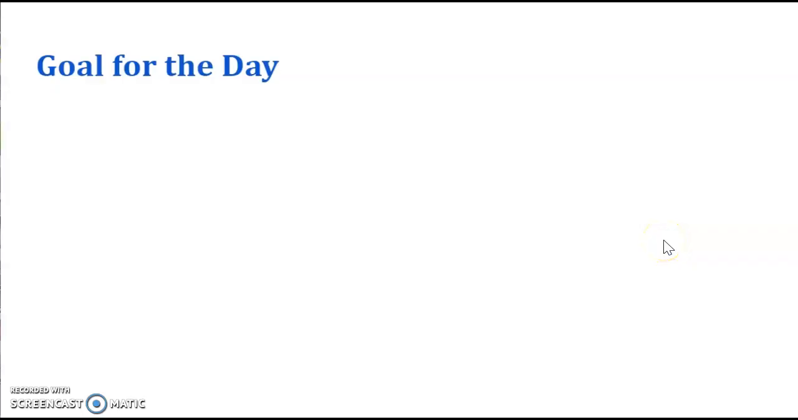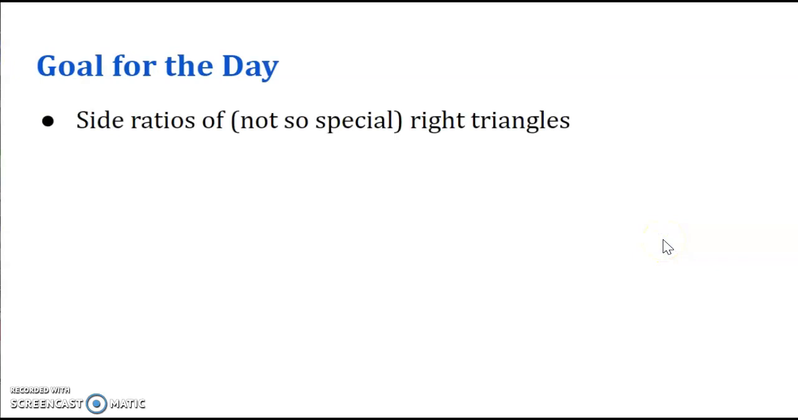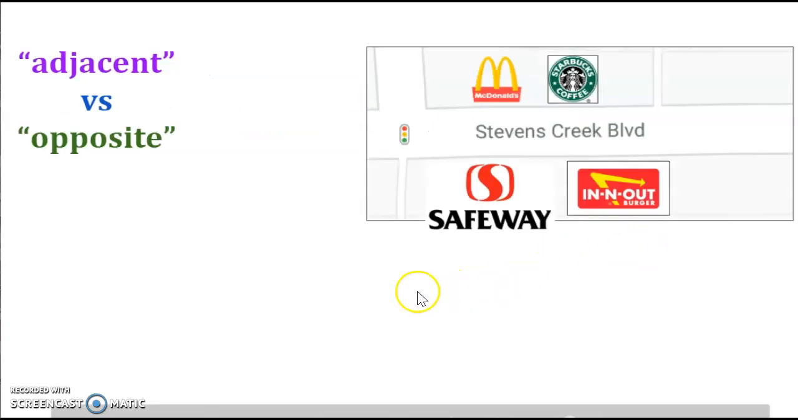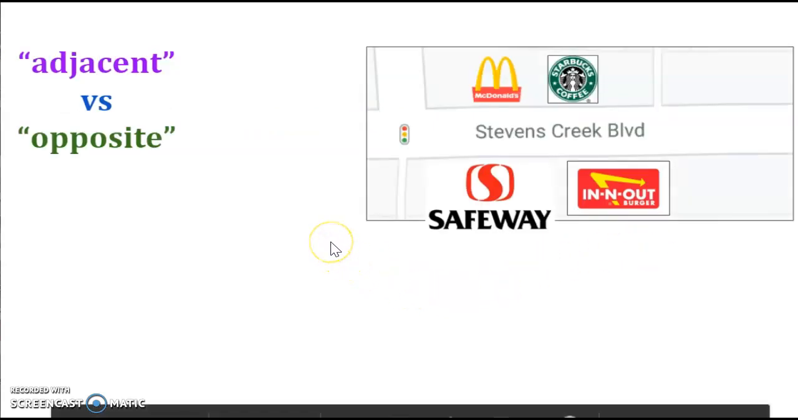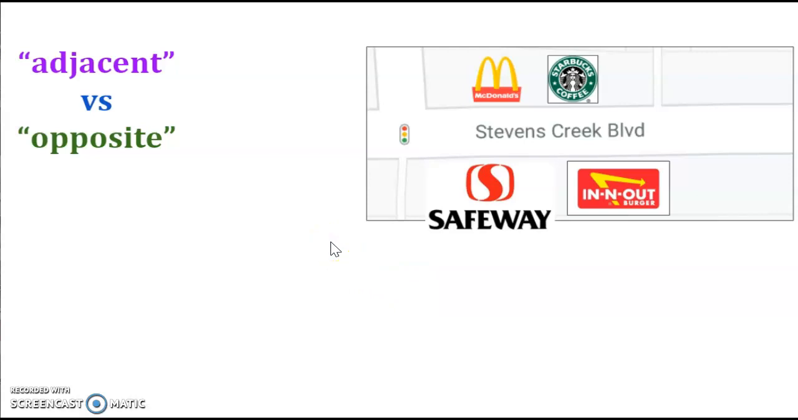Okay, so let's get into the lesson today. What are we doing today? We are going to go into side ratios of not so special right triangles. So before we do that, I want to explore the words adjacent and opposite in the English language.